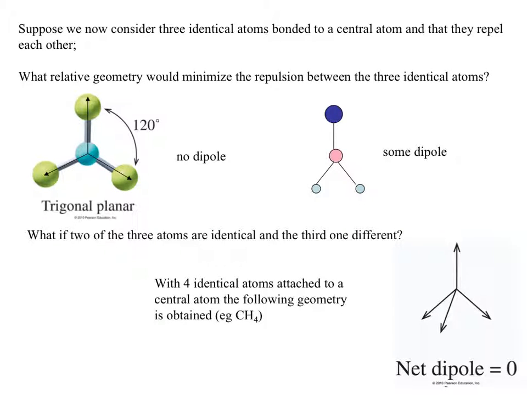Okay, what if the central atom has three things attached to it and they repel each other? What would the geometry be? Well, here's my central atom. Again, it doesn't matter what it is. Three of the same thing, bonded to it. Again, maximizing the space.